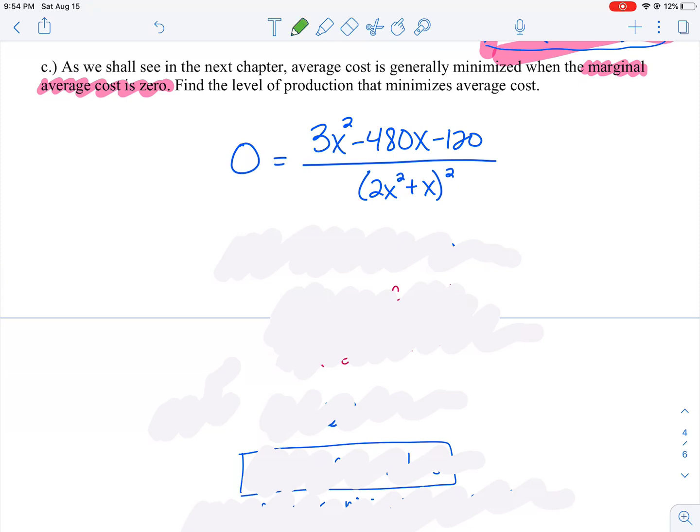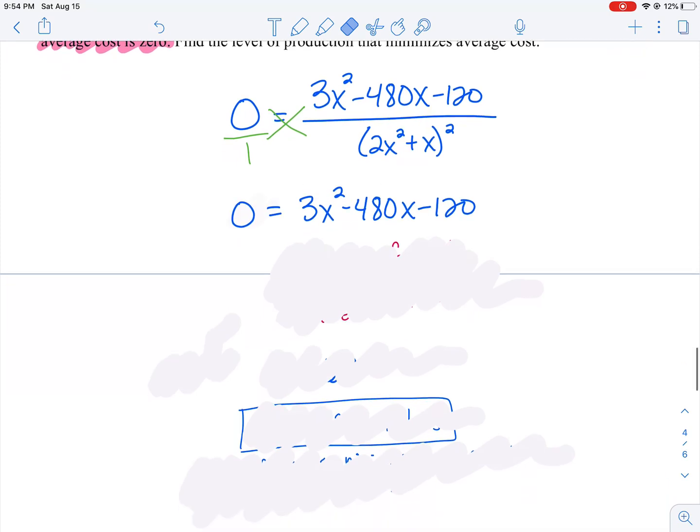If I have this equation now, I take 0 and put it over 1, and I can cross multiply. 0 times the denominator is just 0, and 1 times 3x squared minus 480x minus 120 is just that. So now I have this quadratic equation that I need to solve for x. You can try to factor, or use the quadratic formula, or if you know how to find the zeros in your calculator, you can use your graphing calculator to find x.